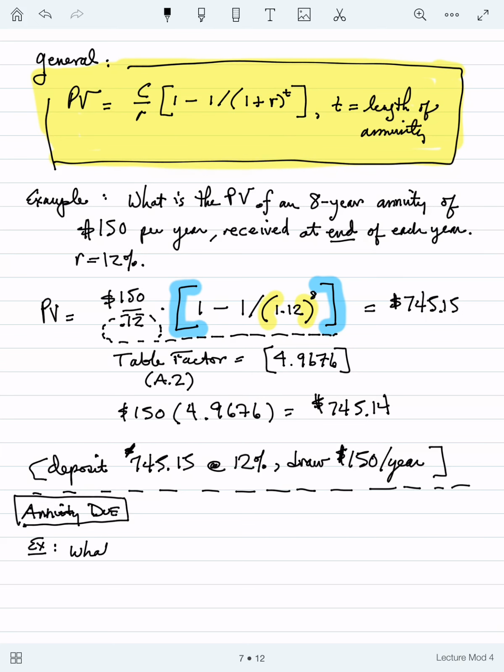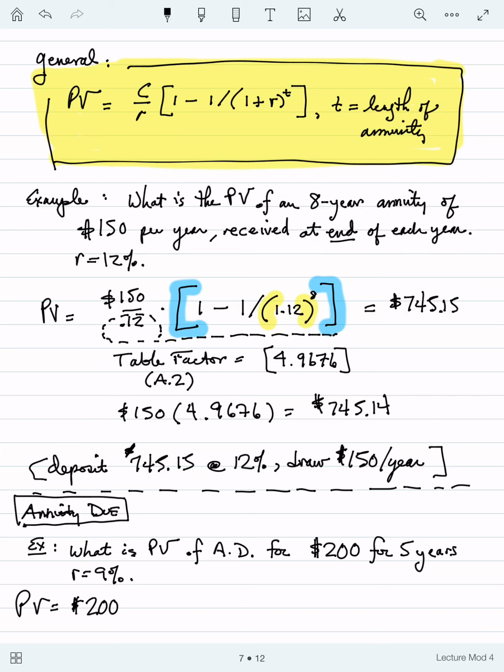So when you say this, what is the present value of an annuity due for $200, let's say for 5 years, and R equals, let's say, 9%? So the present value is, well, you receive the money right away in the first year, so that's $200, plus the present value of basically 4 annual regular annuity payments.